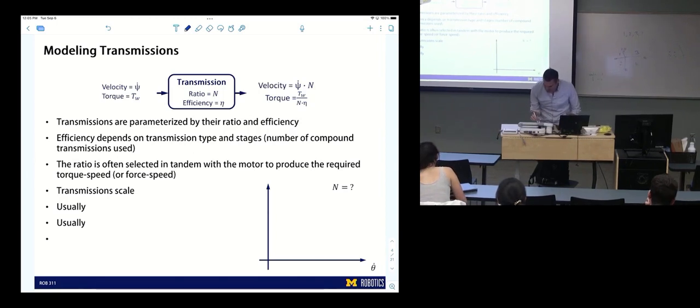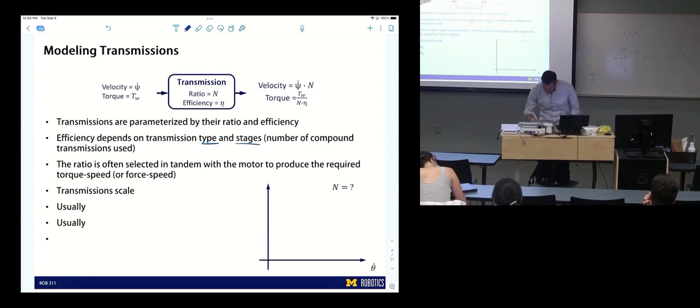So we talked about how transmission efficiency depends on type and stages. On type, we'll have a lecture on transmission types, but there are different ways to build transmissions: linkages, gears, belt drives, ball screws. They're all different ways of creating this relationship about scaling speed and torque. And if we need a high transmission ratio, oftentimes people stack multiple transmissions in a row. That's called a compound transmission. Then all the efficiencies get multiplied. You start to see a much lower efficiency. So typically we would try to avoid that.